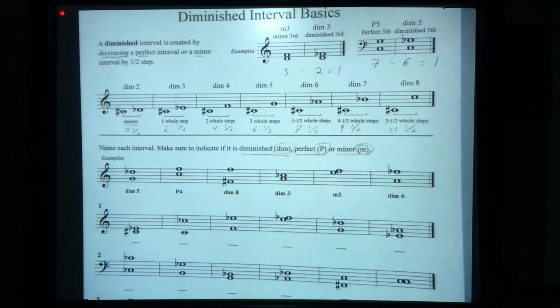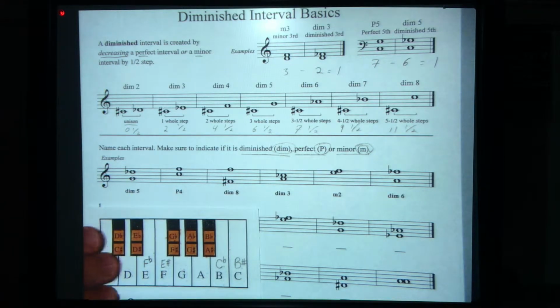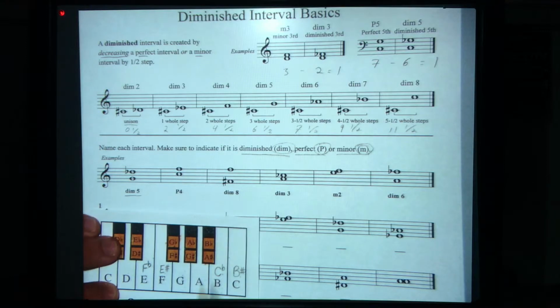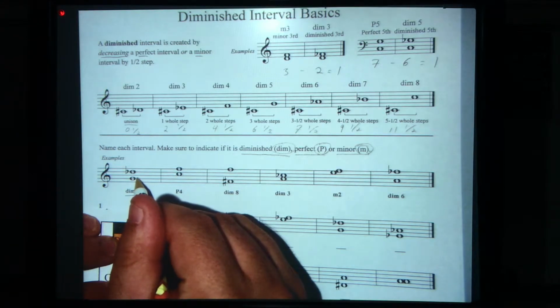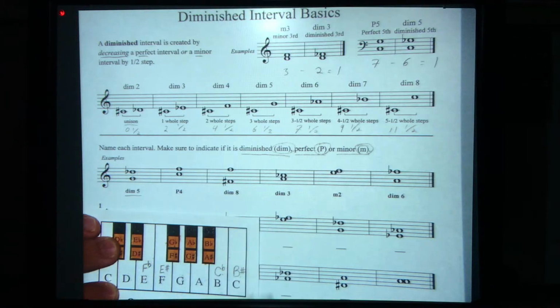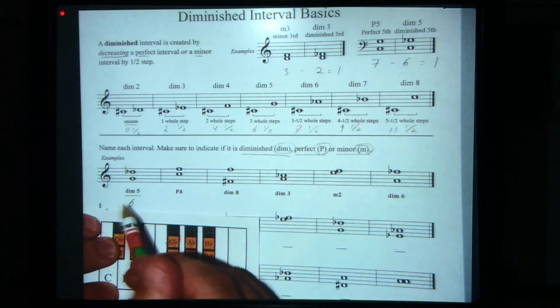Let's look at what makes these intervals in our first examples the intervals. So we've got a diminished fifth, they gave us the answer. Let's go ahead and count those half steps. Okay, 1, G sharp is 1, A natural 2, B flat 3, B natural 4, C natural 5, C sharp or D flat 6. So we've got 6 half steps in between. And as we see in our key, 6 half steps is a diminished fifth, so that's accurate.